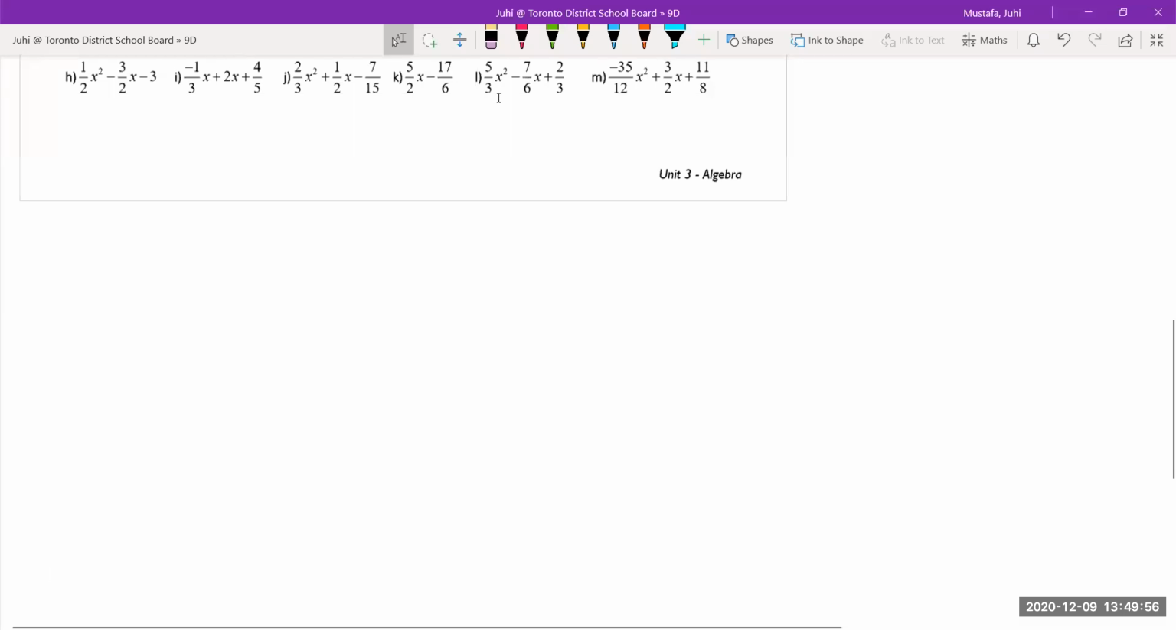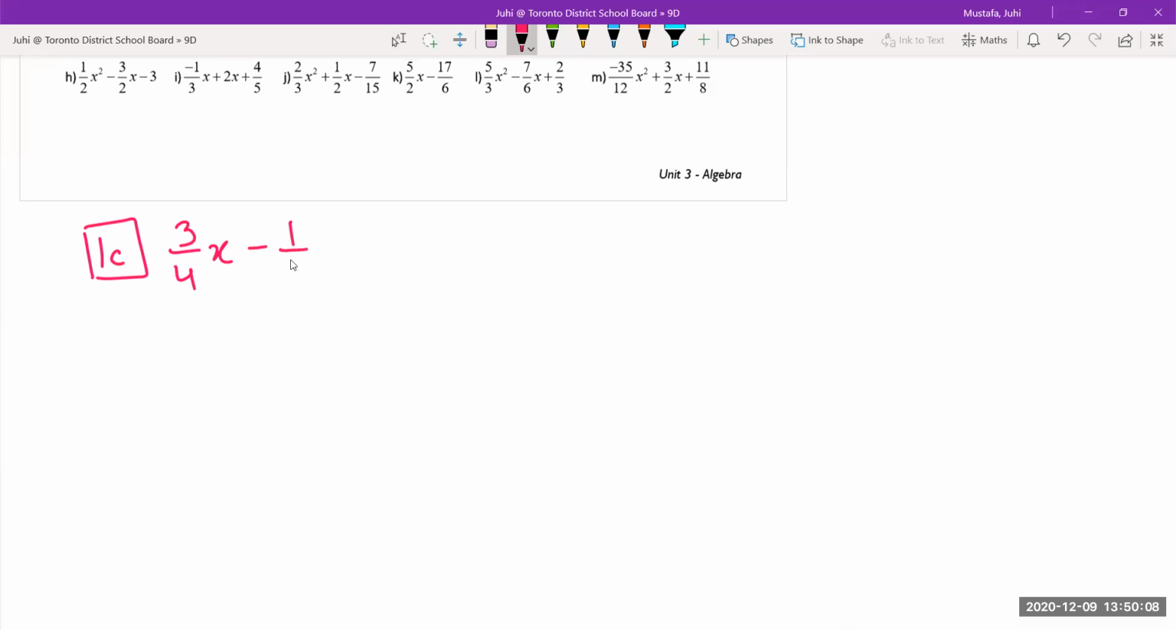of these questions. So I'm going to tell you format and rules and all sorts of stuff like that as we do these questions, and you're going to do them along with me. So question 1C is 3 over 4x minus 1 over 2y plus 1 over 3x plus 2 over 3y. And the question is basically saying simplify each of these.